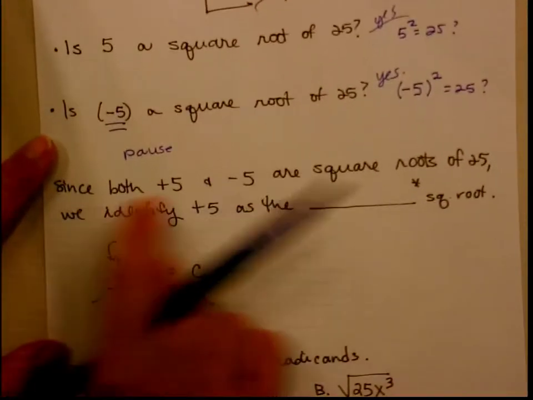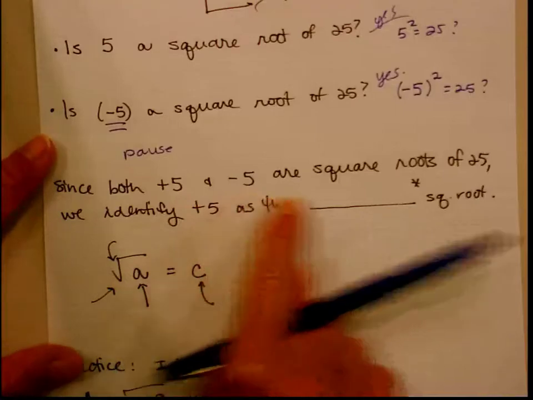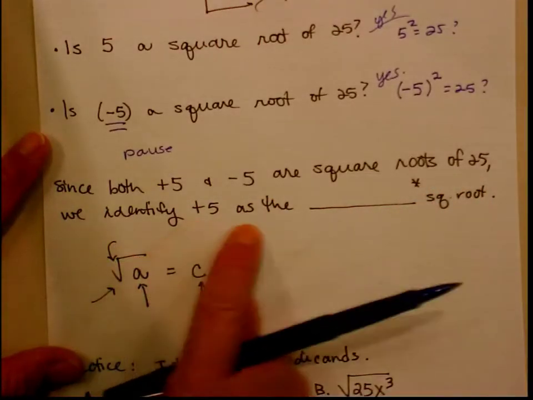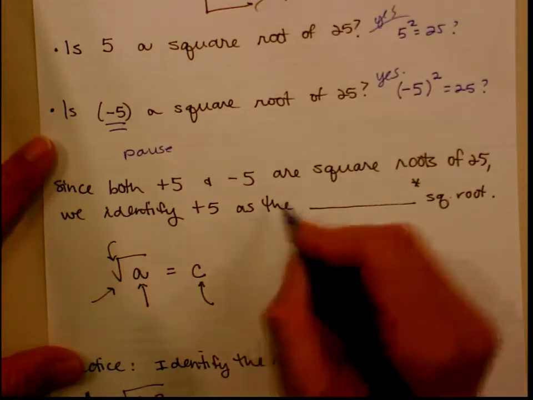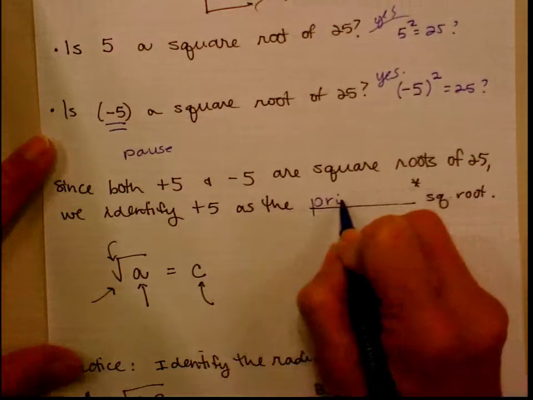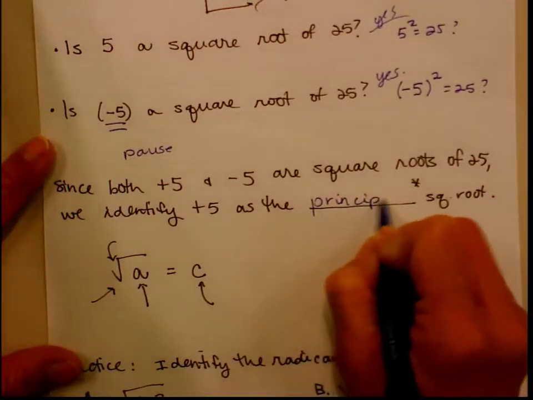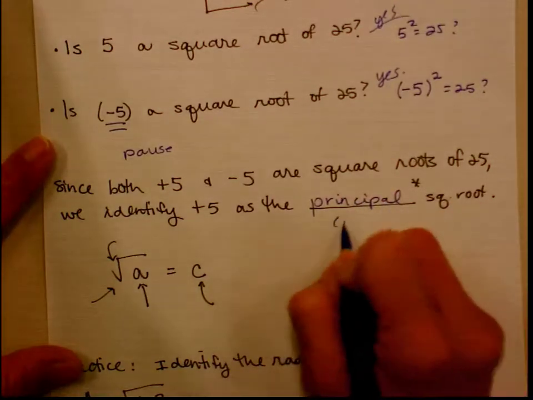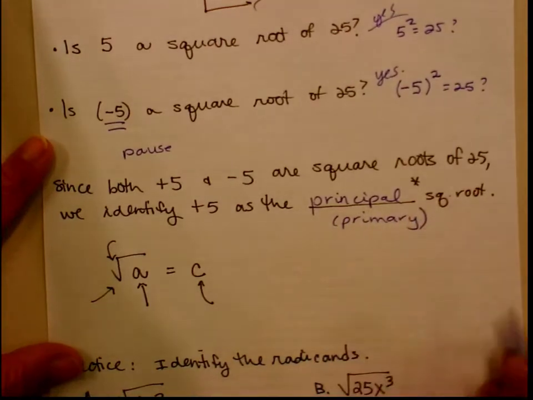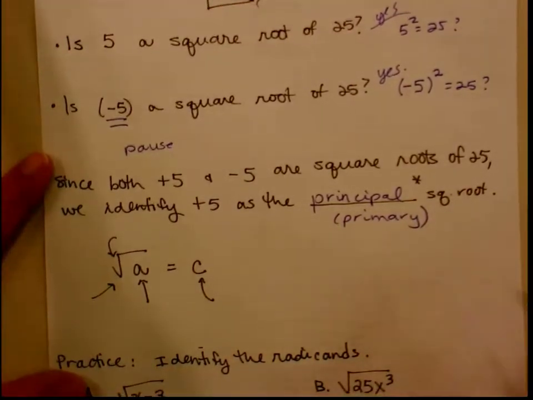So let's see. Since both positive 5 and negative 5 are square roots of 25, we identify positive 5 as the principal square root. They might say primary. Vocabulary and I aren't the best of friends.